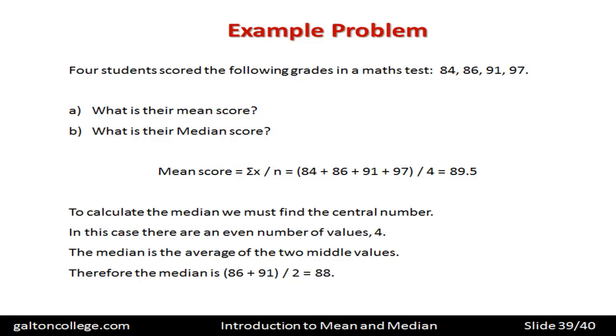Again, it doesn't correspond to any number in the original set, but that's the middle value. That is the value at the middle. And it doesn't take into account the 84 or the 97. So if they were outliers, they would not distort the figures. The median would still be 88, because we're only dealing with the central 2 numbers, 86 and 91.